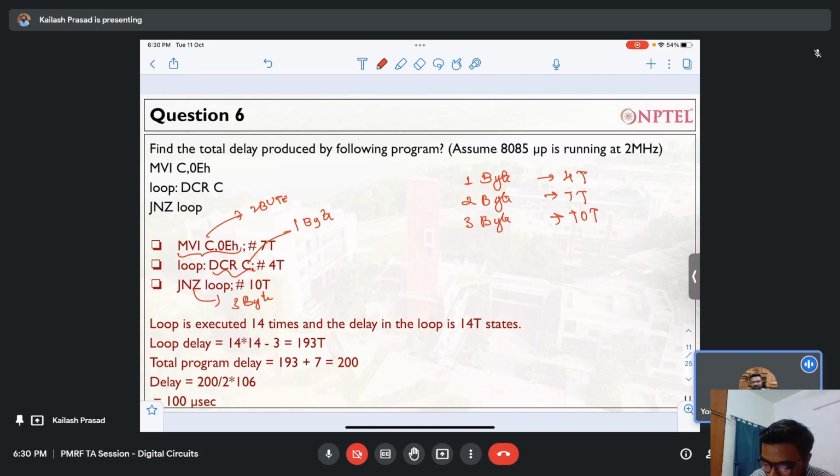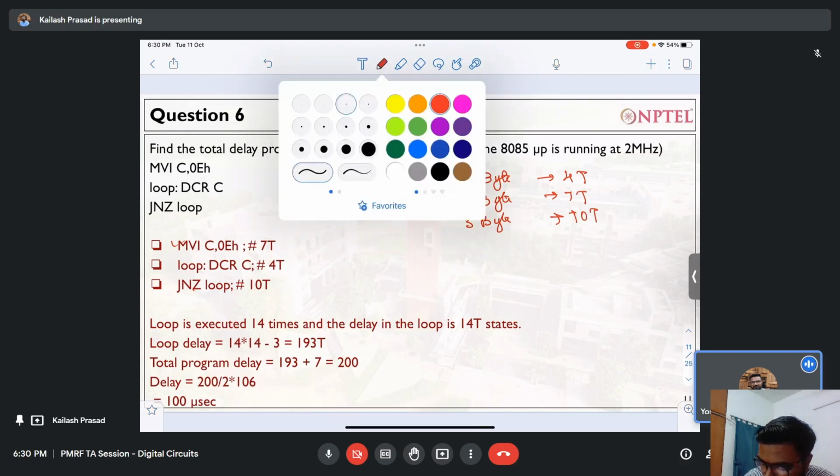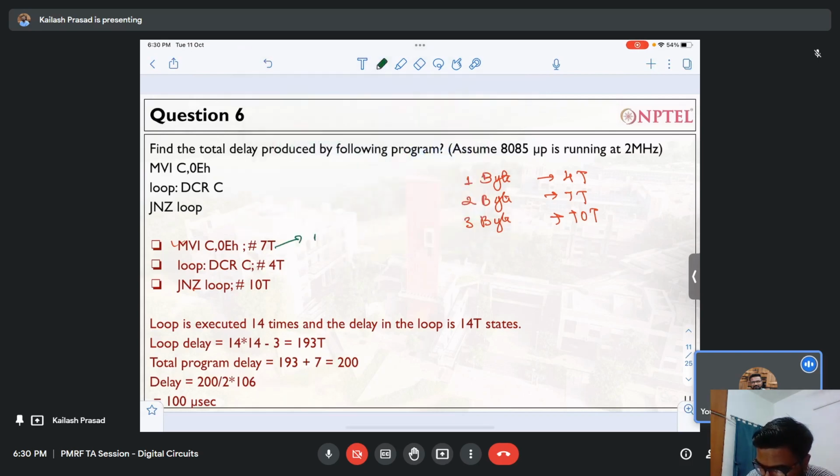So you understand that the first statement will be executed only once. The first statement will be executed only once. And these two statements will be executed 14 times. So 7T, plus these two statements will be executed 14 times.